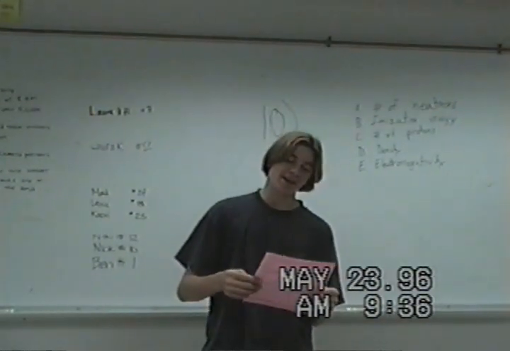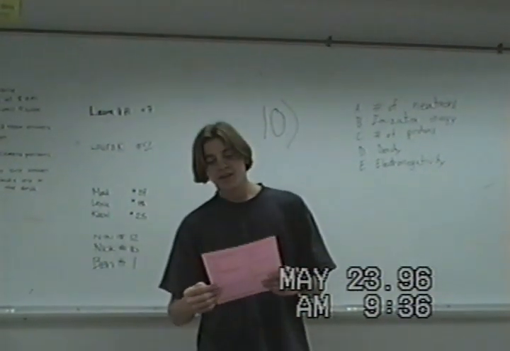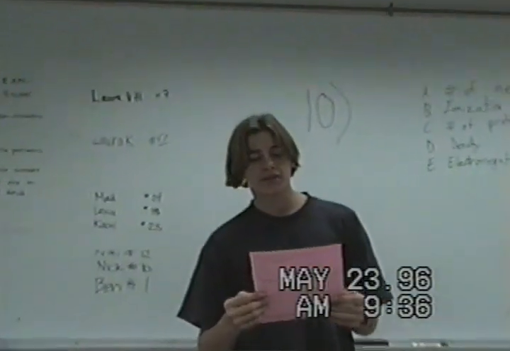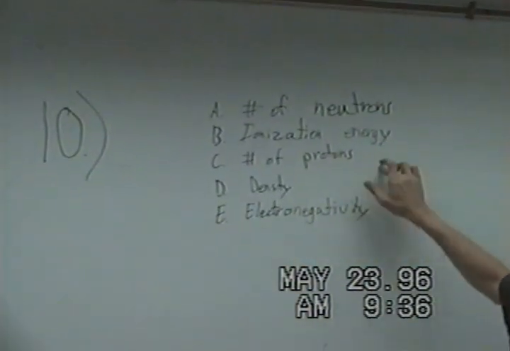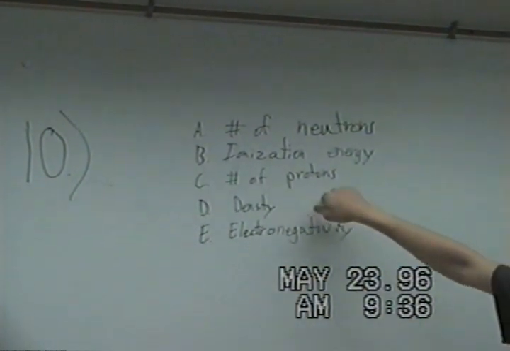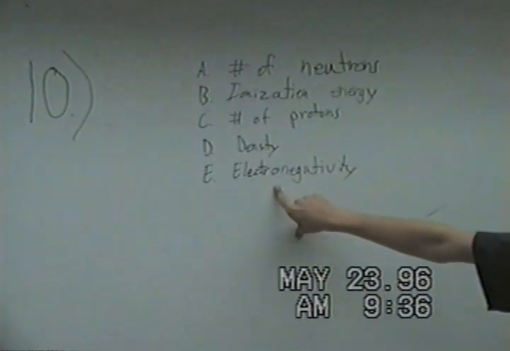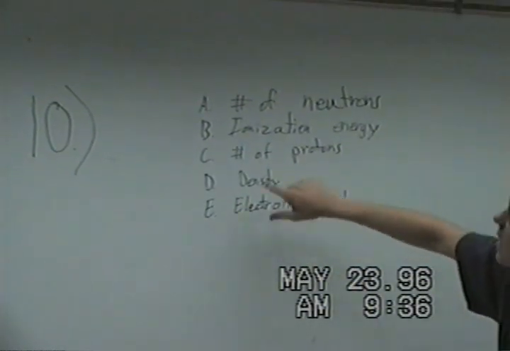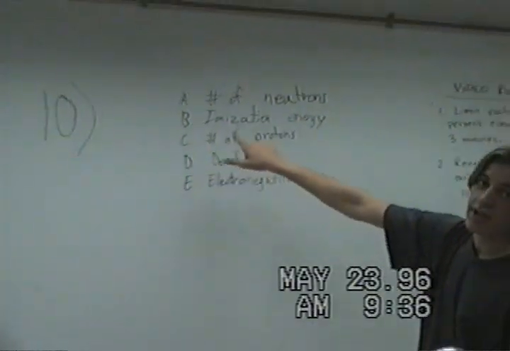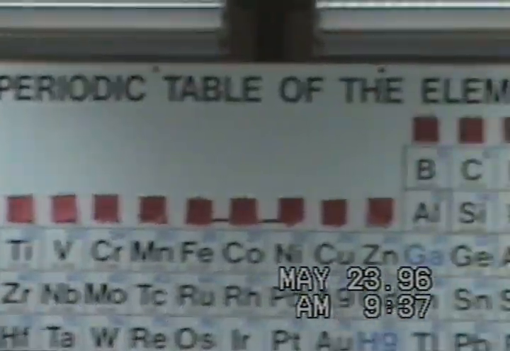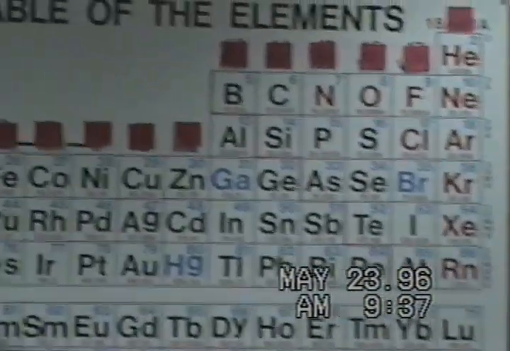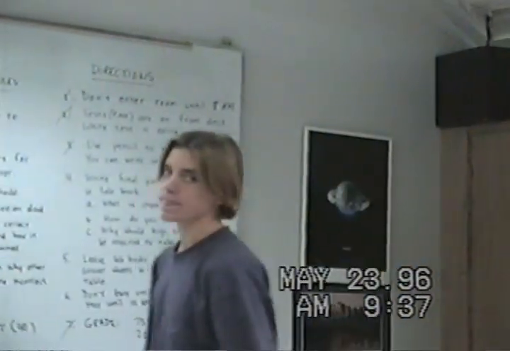I'm doing number 10, and it asks, in the periodic table, the elements are arranged in order of increasing: A is number of neutrons, B ionization energy, C number of protons, D density, and E electronegativity. And the answer is C, and over here you can see all the numbers in blue go in order, and those are the number of protons, also known as the atomic number.